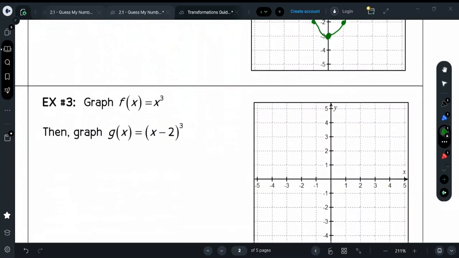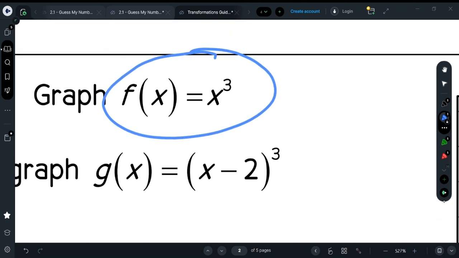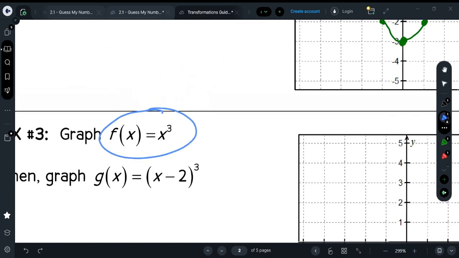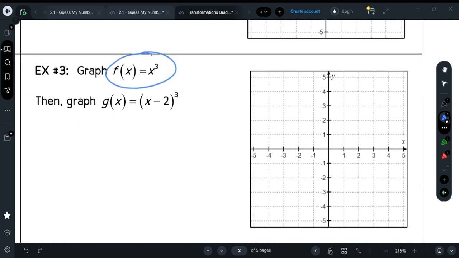Now on to example number 3. And our parent function here, f of x, is x cubed. Hey, just a reminder, when you have an exponent of 3, that's a cubic function, x cubed. So that's our parent function. Let's go ahead and graph that one. That's got a point at 0, 0, 1, 1, and 2, 8.